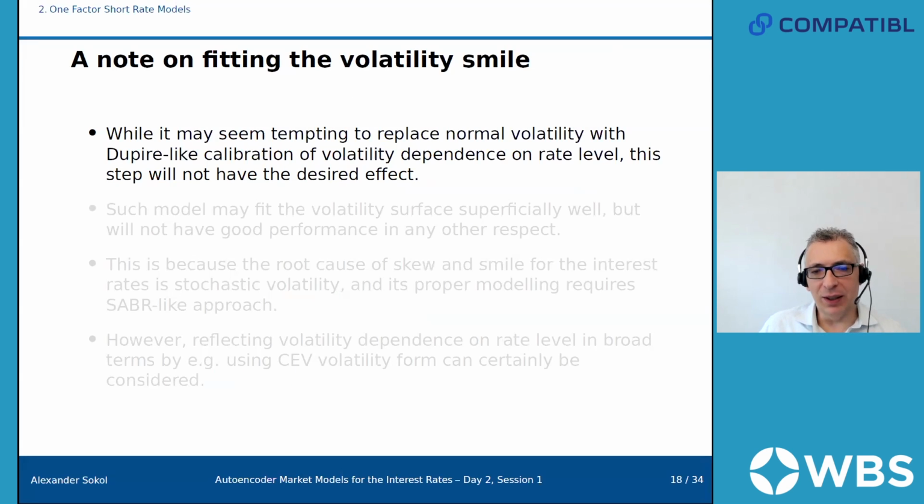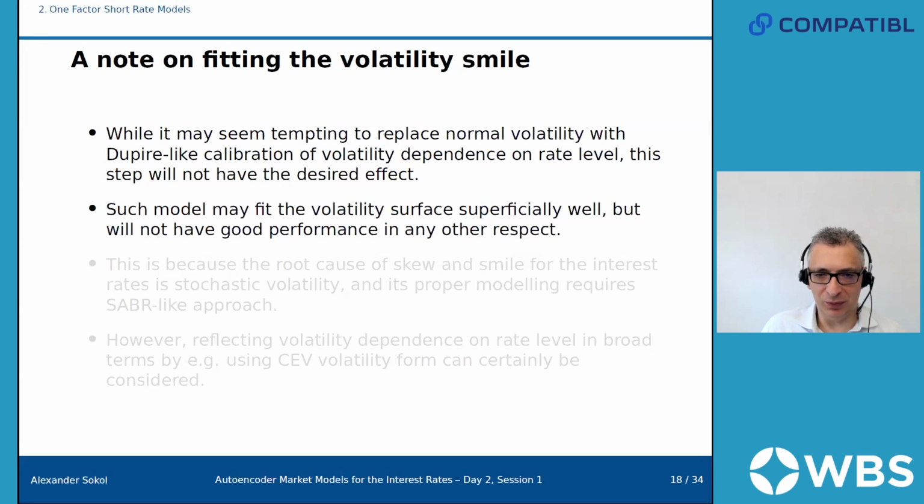All right. So now, before we go to two-factor models, a note on fitting the volatility smile. It may seem tempting to replace the normal volatility with a Dupire-like calibration of volatility dependence on rate level to make the model even better. However, that step will not have the desired effect, because a model like that, we are all practitioners.